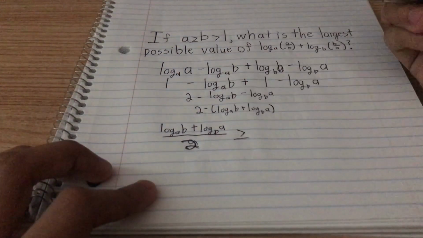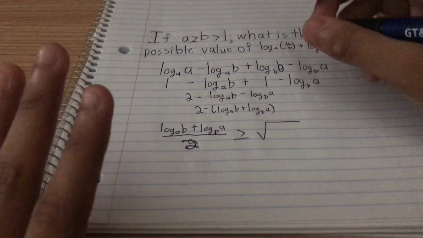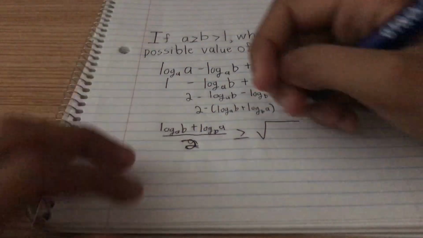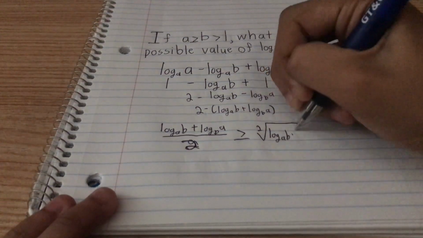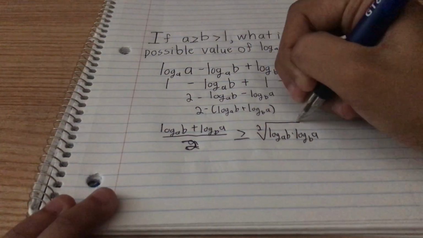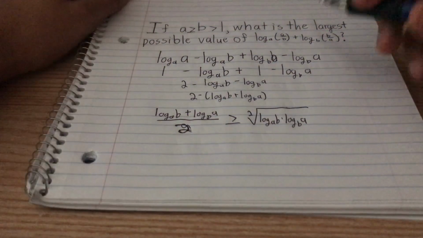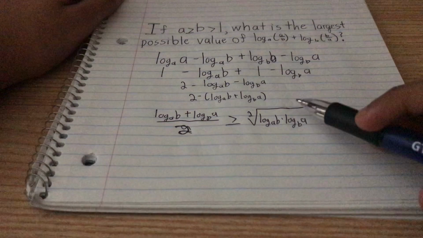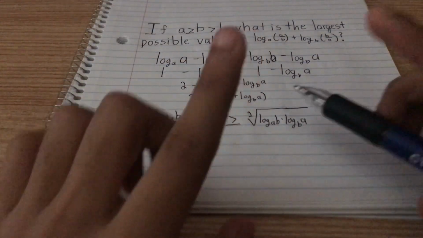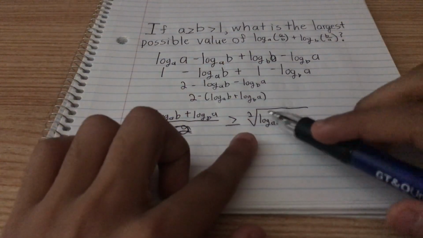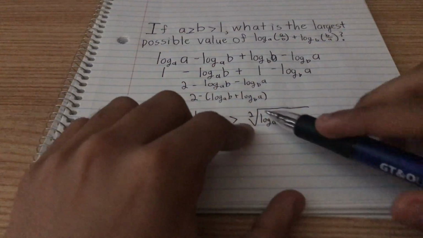That's always greater than or equal to the geometric mean, which is the square root of the product of the 2 numbers. So the square root of log base a of b times log base b of a. Now we just have to use our knowledge of logarithms. If you switch the bases, because you can switch bases when logarithms are multiplied together, log base a of b times log base b of a becomes log base b of b times log base a of a, and you get the square root of 1.